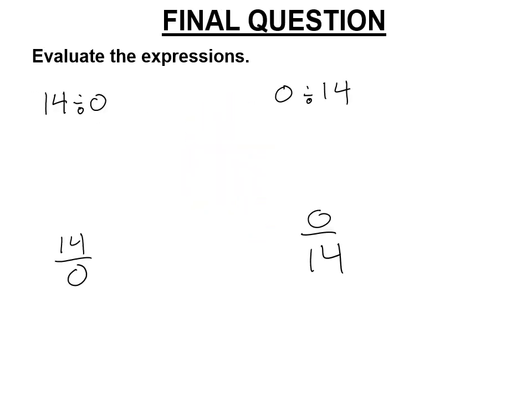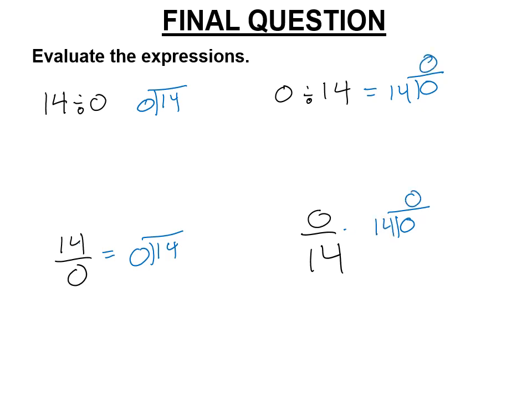All right, so 14 divided by 0. This is also 14 divided by 0. This is 0 divided by 14, and so is this. So both of these are equal to 0. Both of these are what? What's the word? Because you can't have 0 there, can't have 0 there. These two are undefined.